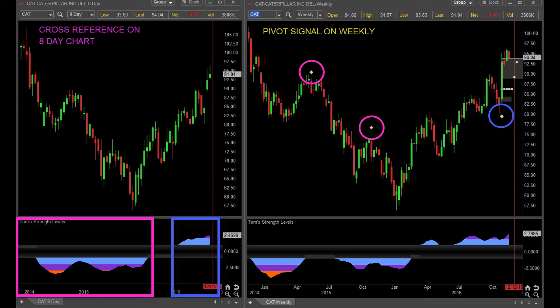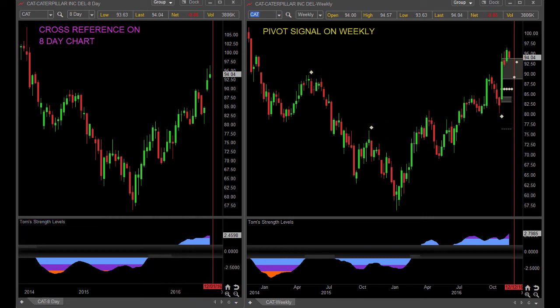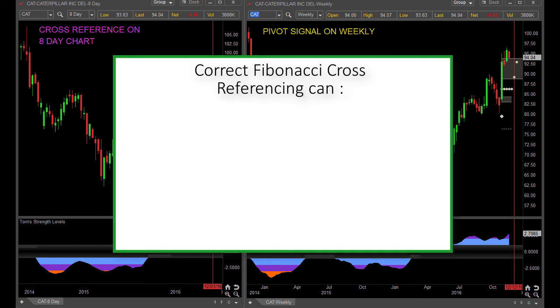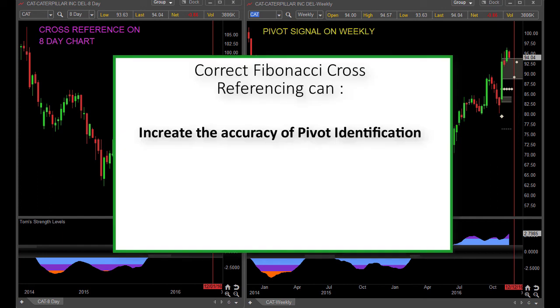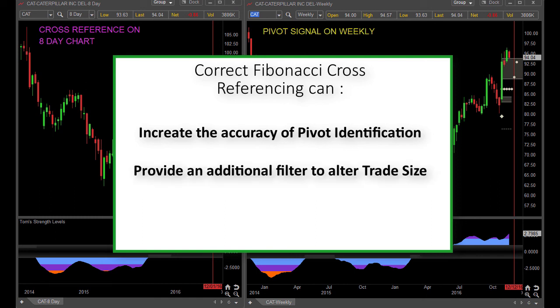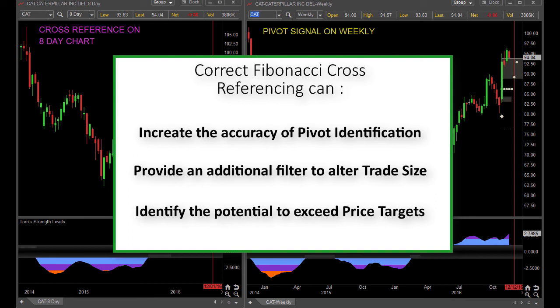Our research has indicated that correct Fibonacci cross-referencing can increase the accuracy of pivot identification, provide an additional filter to alter trade size, and identify the potential to exceed price targets, providing additional benefits such as letting a trade continue or perhaps taking profits in half of the position and letting the other half ride.